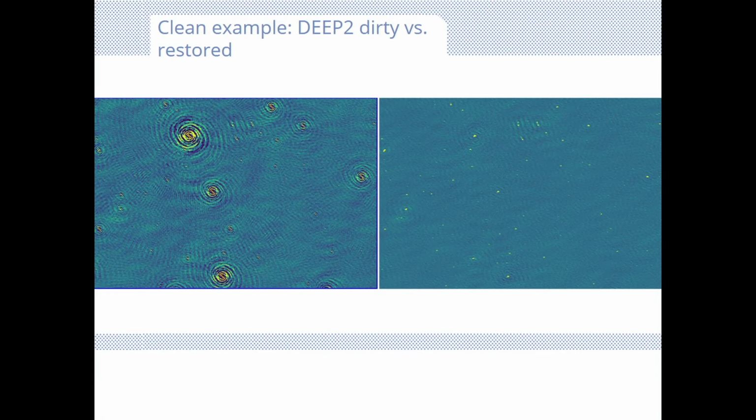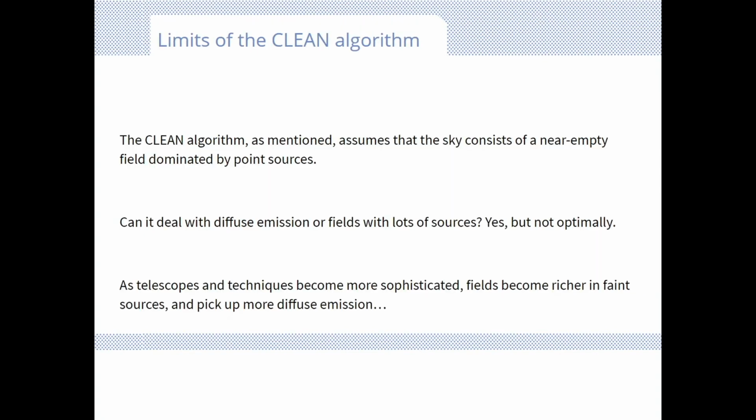And after deconvolution, in the way I've just described, we get a restored image on the right-hand side. So in this case, you can see all the faint emission is now visible, and that previously lay below the response on bright sources. All right.